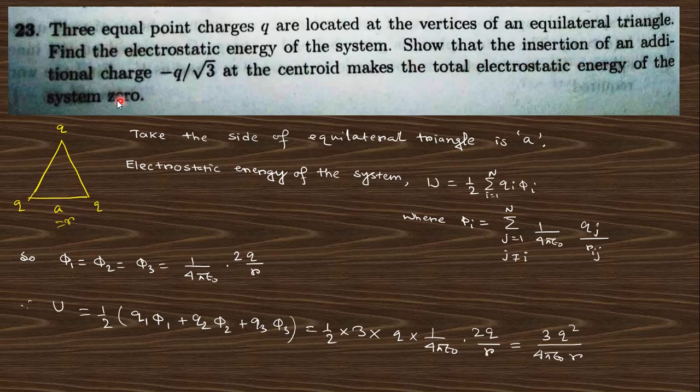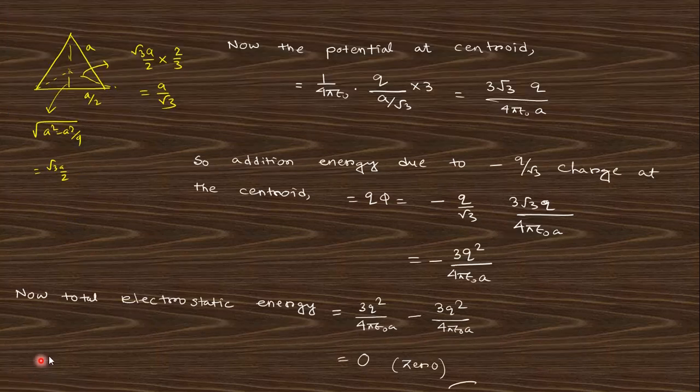Now, insertion of an additional charge, minus q by root 3, at the centroid. If you insert this amount of charge at the center, the potential at this point due to the three charges will be like that. So the energy will be the charge times this potential, and you will get this energy.